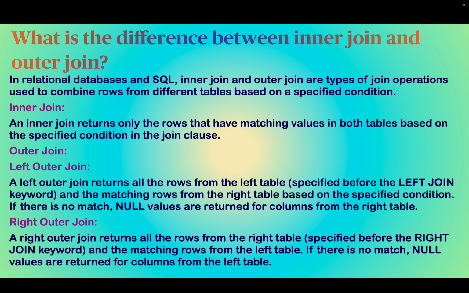Right outer join, what will it do? It will return all the rows from the right table and the matching rows from the left table. If there is no match, what will it do? It will return null. So this is a very basic question, but it was asked in the screening round.